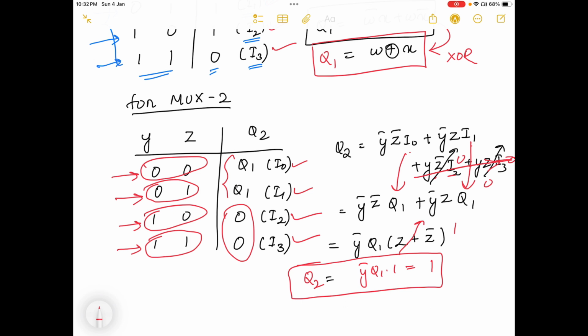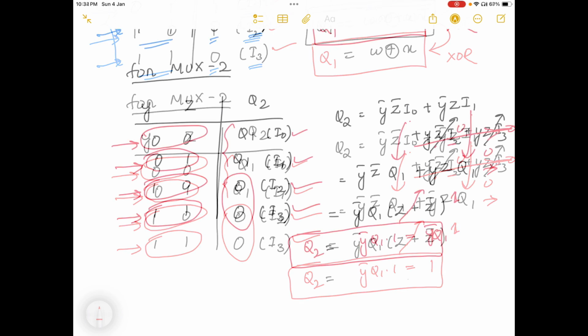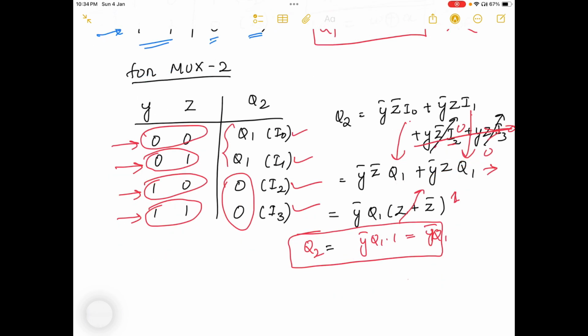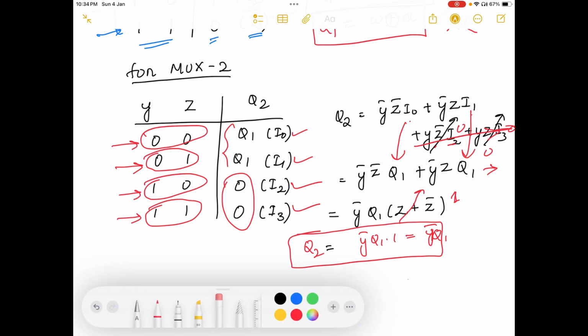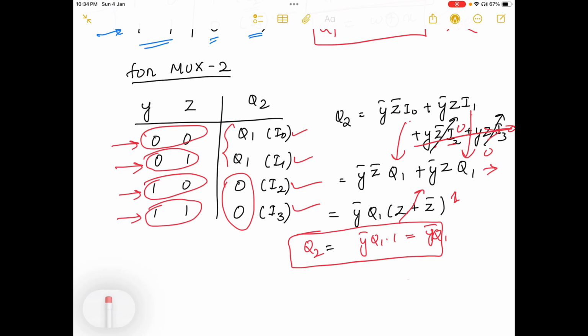In this expression I can take Y bar Q1 common. So I have taken Y bar Q1 common, and I got Z plus Z bar, which is nothing but 1. So Q2 equals Y bar into Q1 dot 1. If it is any variable, suppose A, then A dot 1 equals A. Same thing here: Y bar into Q1 dot 1 equals Y bar into Q1. So this is the final output.